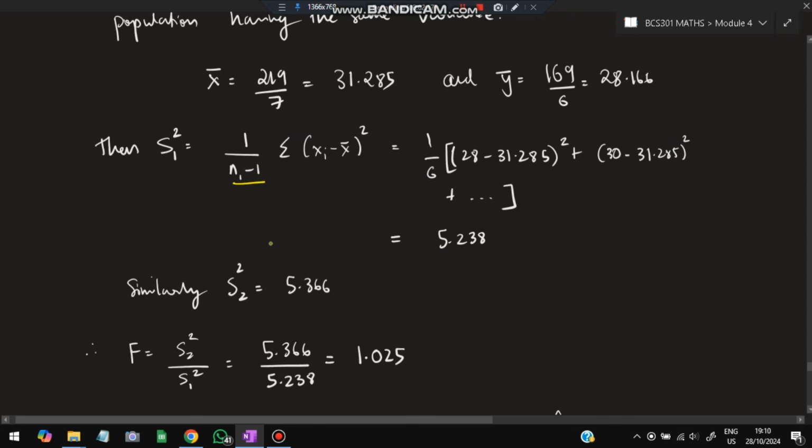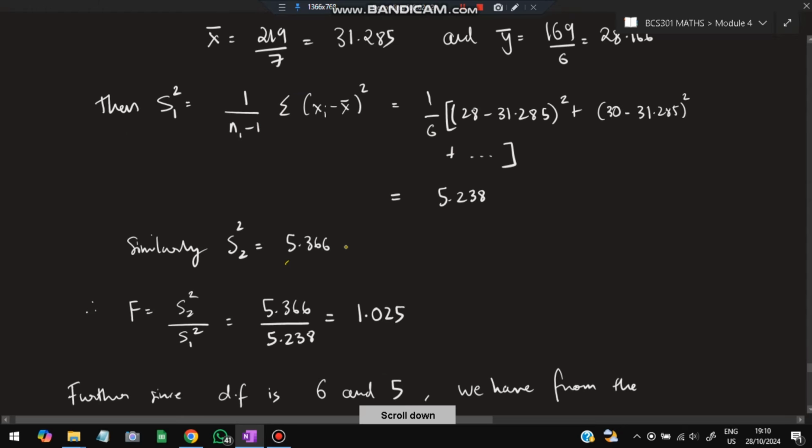Similarly, do it for the S2 also. You'll get one answer here. Divide these two answers. S2 is greater, so divide S2 by S1. You'll get one answer here.